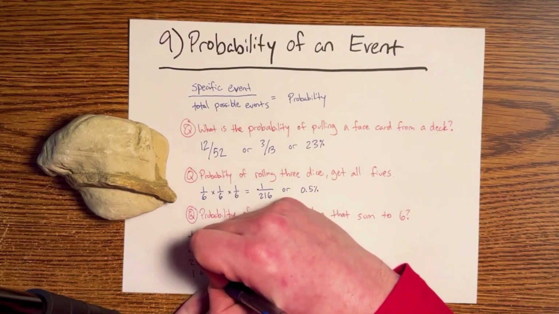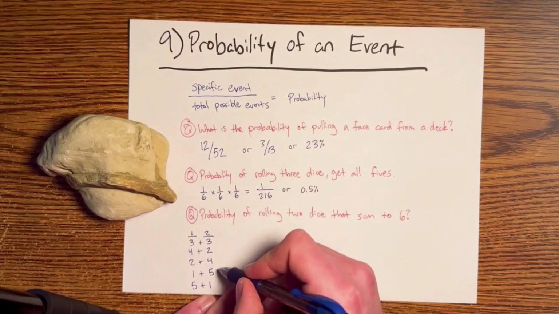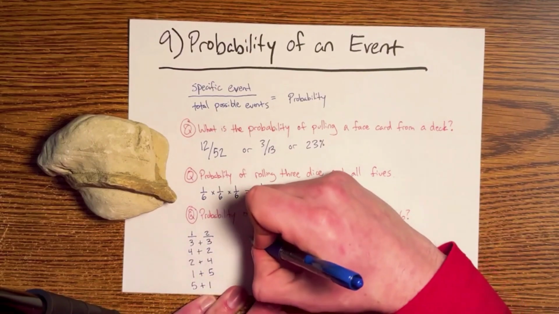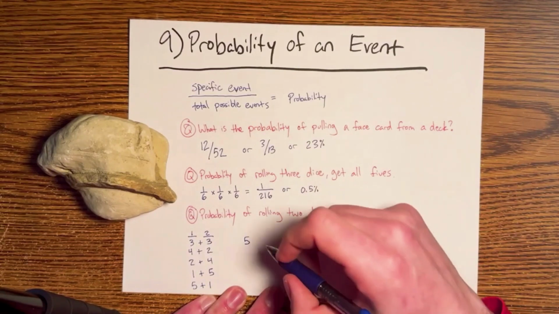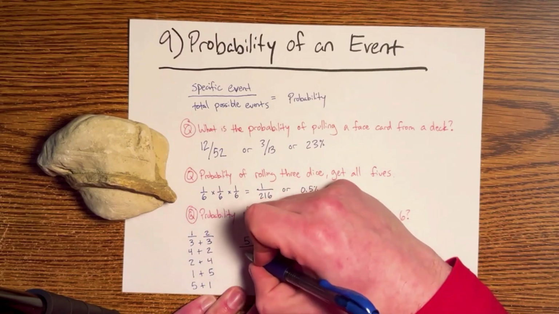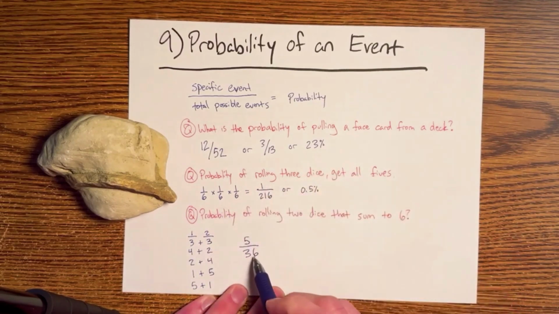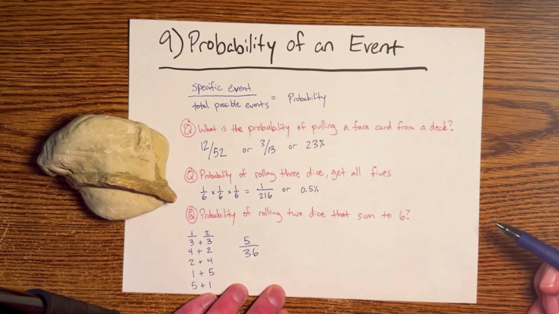We also have where 1 and 5 can be rolled on either one. So we have a total number of 5 times that it can happen. And if we're rolling 2 dice, we know that the total number of possible outcomes is just 6 times 6. So 5 out of 36, that's the probability of rolling 2 dice that sum to 6. We could also change that into a percentage if need be.